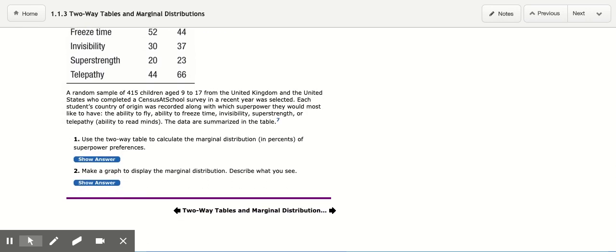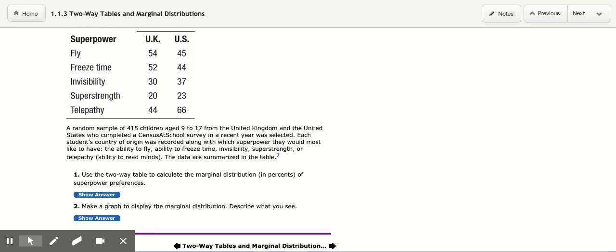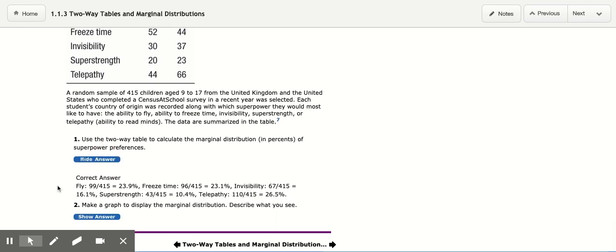The first thing we'll talk about is we're going to use the two-way table to calculate the marginal distribution. Remember, marginal distribution is how much the group is compared to the total. So when they say how many people fly, we're going to look at all of the people that selected fly, which here is 99, and we're going to compare that to 415 to get our percent of people that chose the superpower of fly.